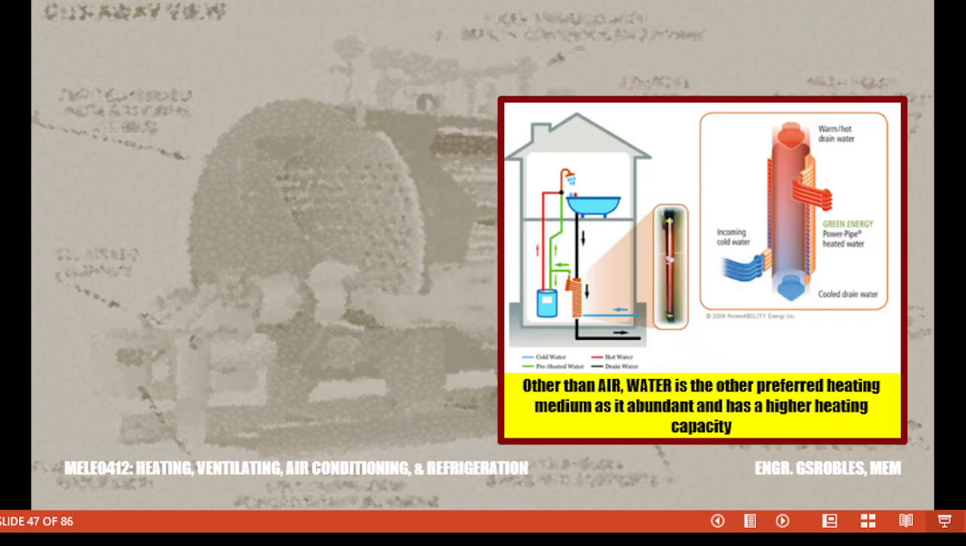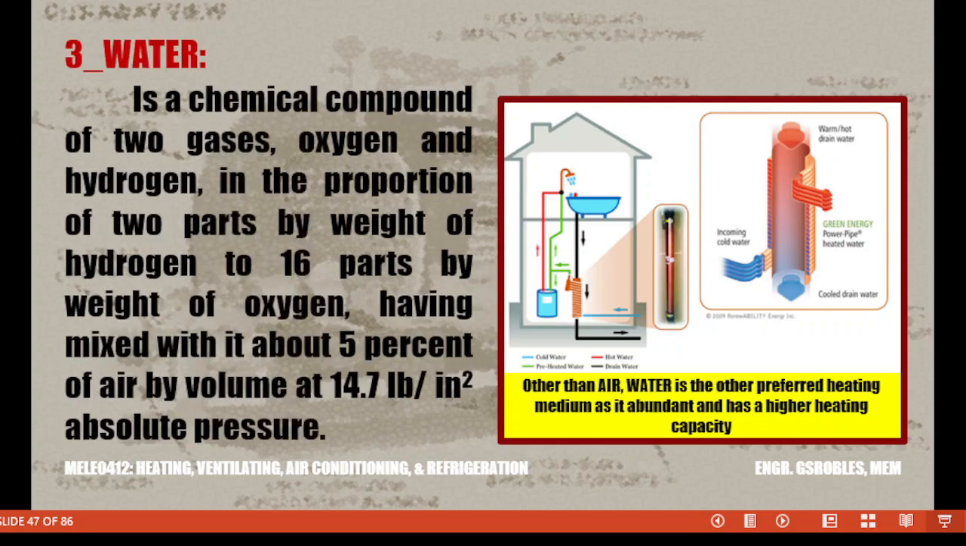So water or H2O is another abundant heating medium. It is a chemical compound of two gases in the proportion of 2 parts by weight of hydrogen to 16 parts by weight of oxygen. So, having mixed with it around 5% of air by volume at atmospheric pressure.